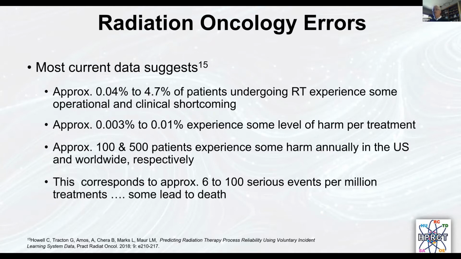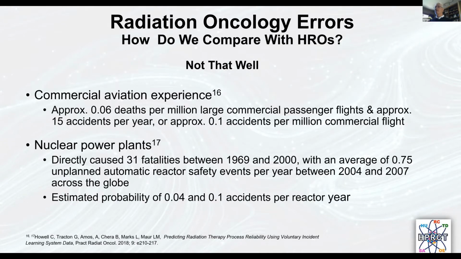Roughly about 100 to 500 patients have some sort of harm annually in the US and worldwide. This corresponds to about 6 in 10 serious events per million treatments, and some of these lead to death. So that's pretty much what we have going on at this point. How do we compare with other HROs?